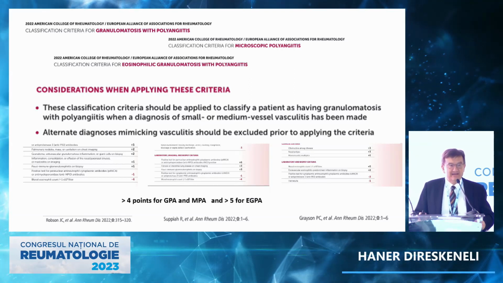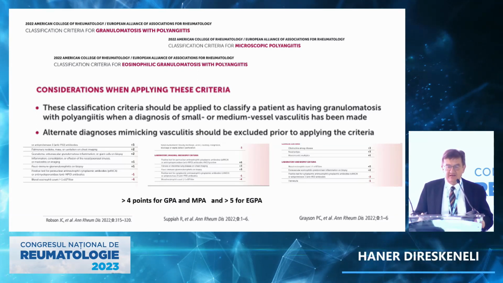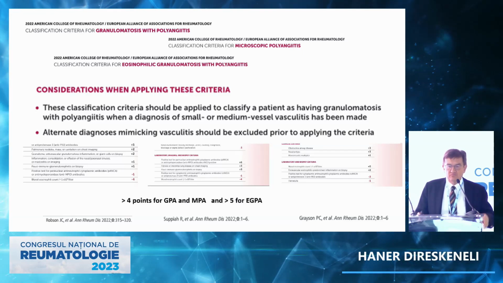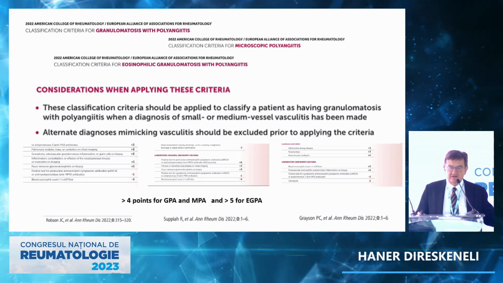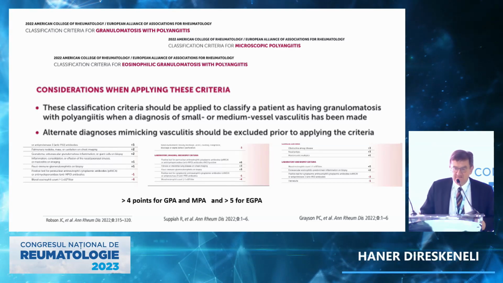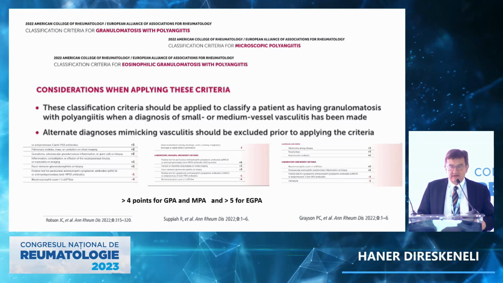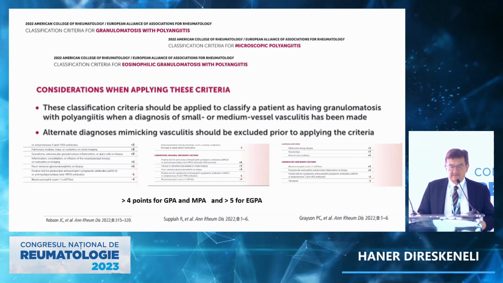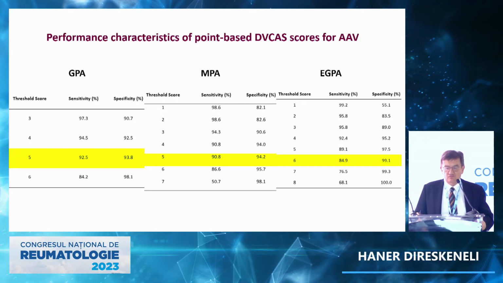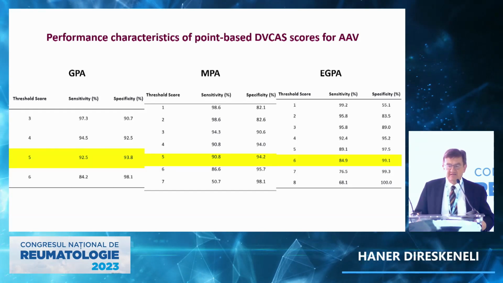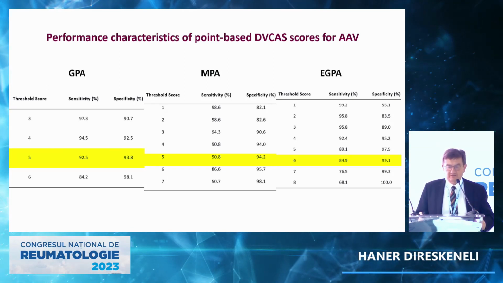First of all, alternate diagnoses mimicking vasculitis should be excluded, and then you will apply these criteria when a diagnosis of small or medium vessel vasculitis has been made. So definitely you'll make a diagnosis of, for example, a small or medium vessel vasculitis and try to differentiate between IgA, ANCA-associated vasculitis, or cryoglobulinemic vasculitis. So these are not diagnostic criteria and can only be used in clinical studies. And the performance characteristics, as they are applied according to each other, are quite good, over 85% sensitivity and around 94 to 99% specificity among the different vasculitis patients.